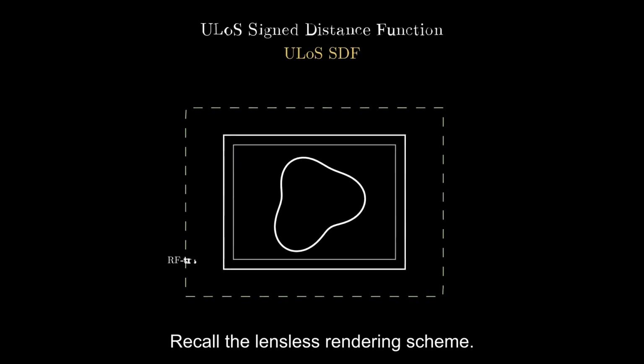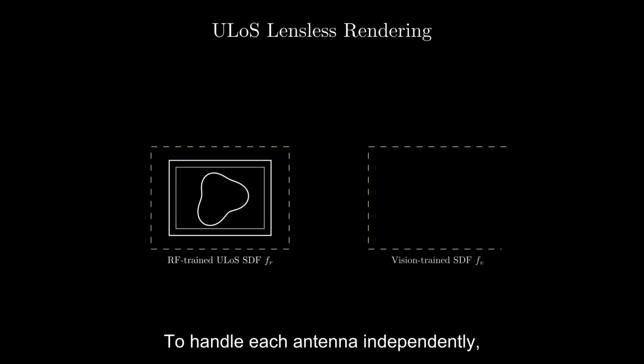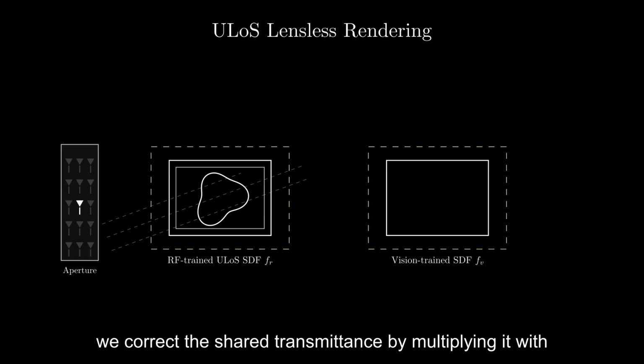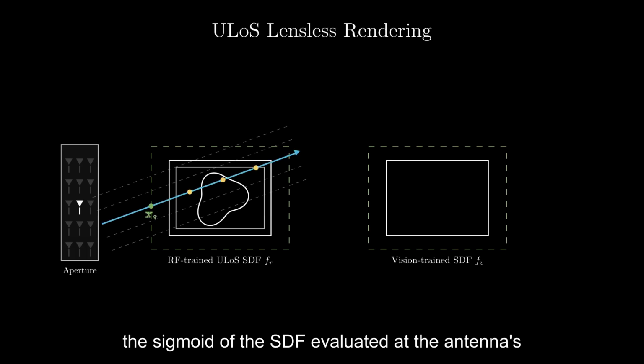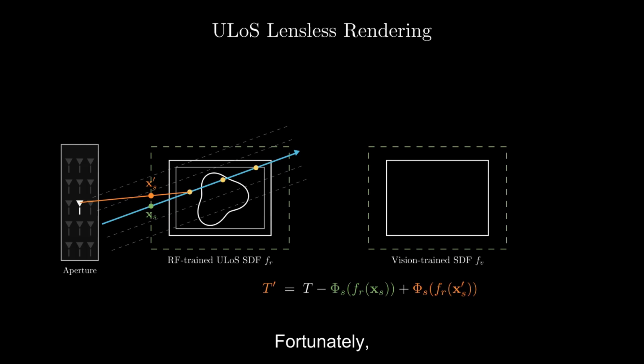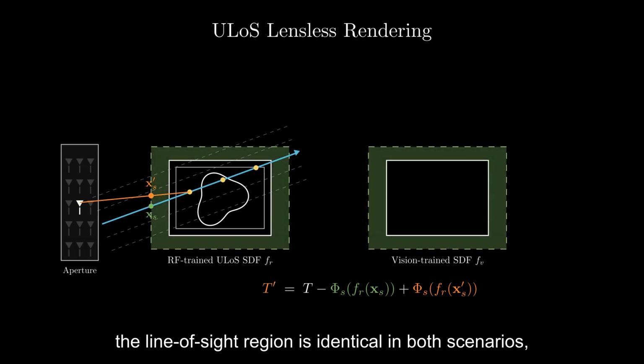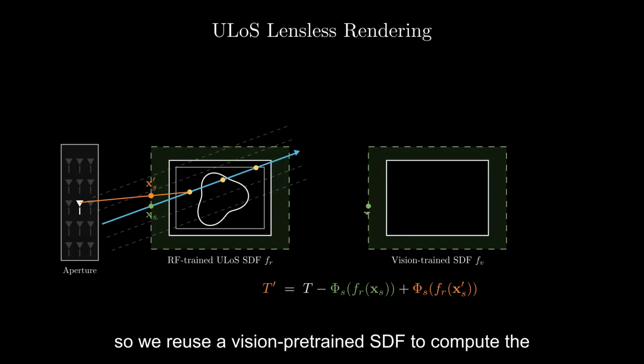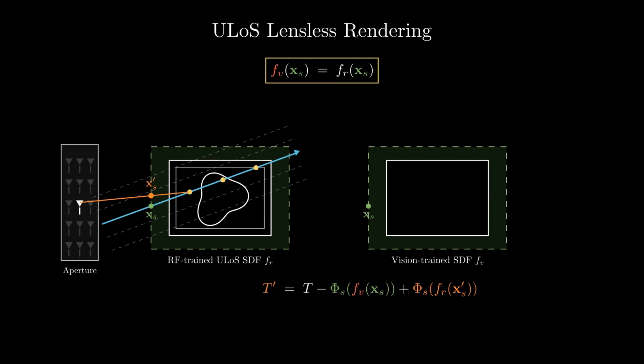Recall the lensless rendering scheme. To handle each antenna independently, we correct the shared transmittance by multiplying it with the sigmoid of the SDF evaluated at the antenna's boundary point. Fortunately, the line-of-sight region is identical in both scenarios, so we reuse a vision pre-trained SDF to compute the transmittance correction. The next challenge is surface ambiguity.